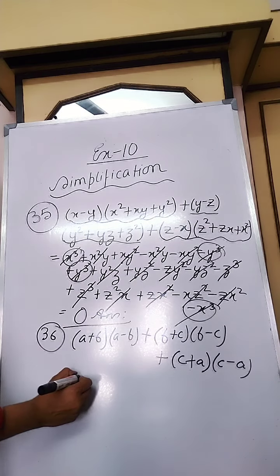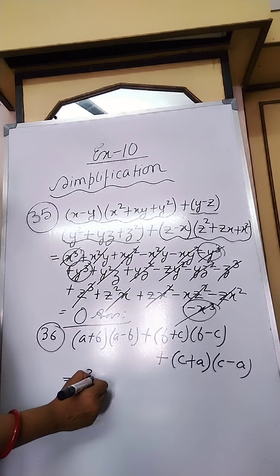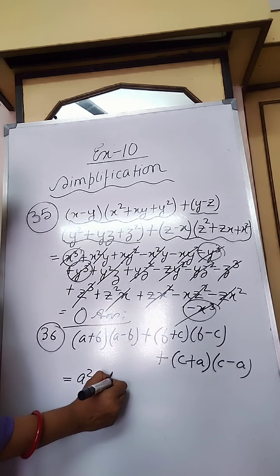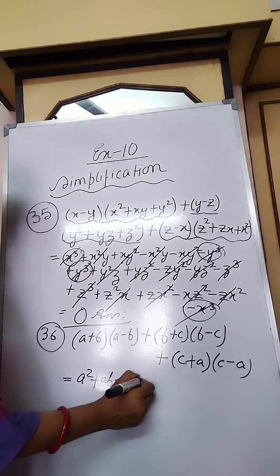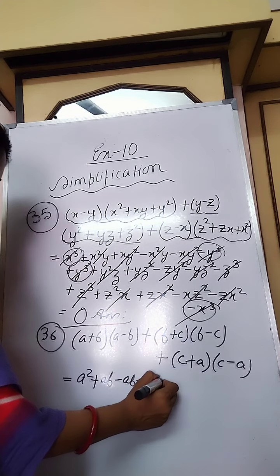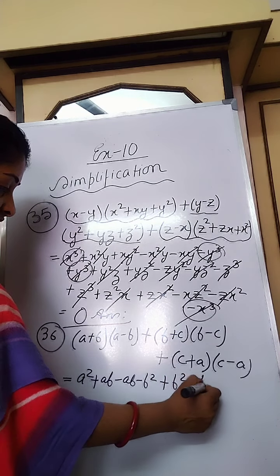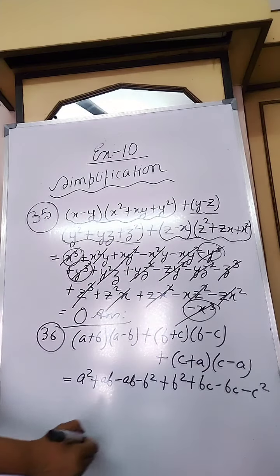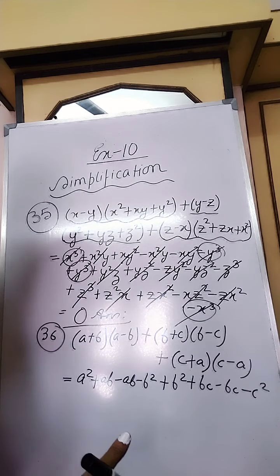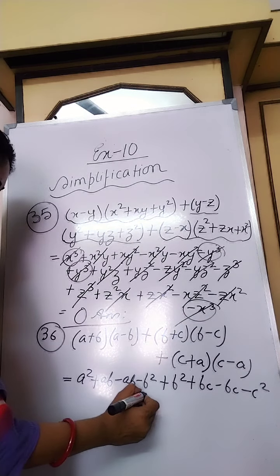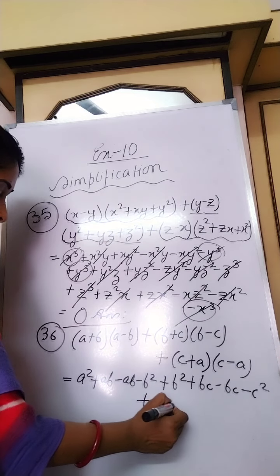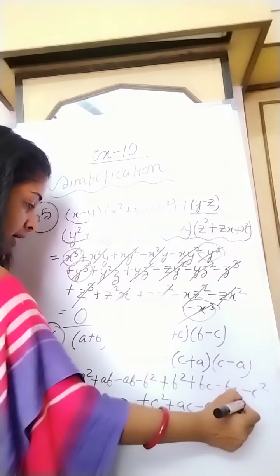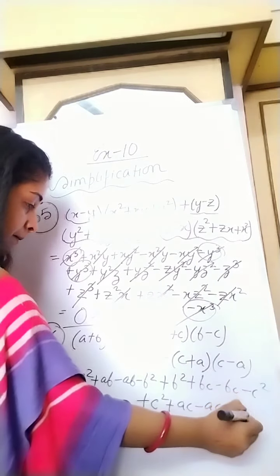This will be a square minus ab, a square plus ab minus ab minus b square. This will be plus b square plus bc minus bc minus c square. And if I multiply these two, I'm going to get plus c square plus ac minus ac minus c square minus a square.